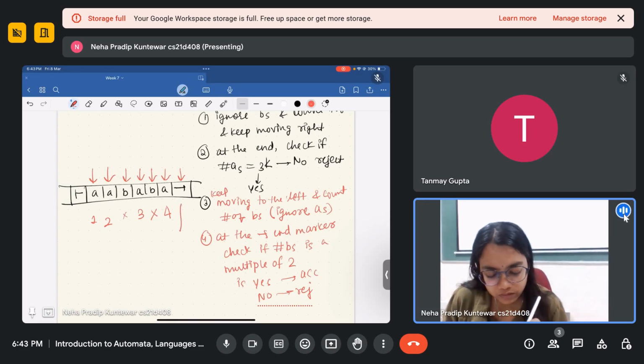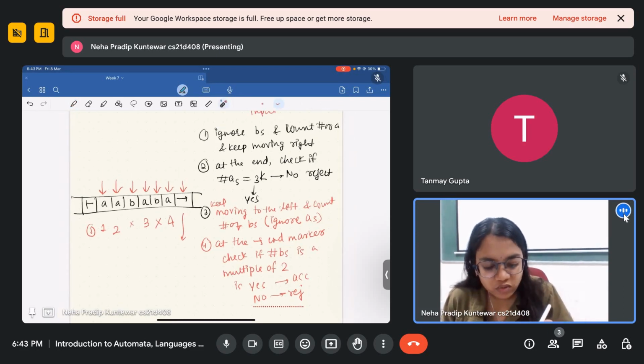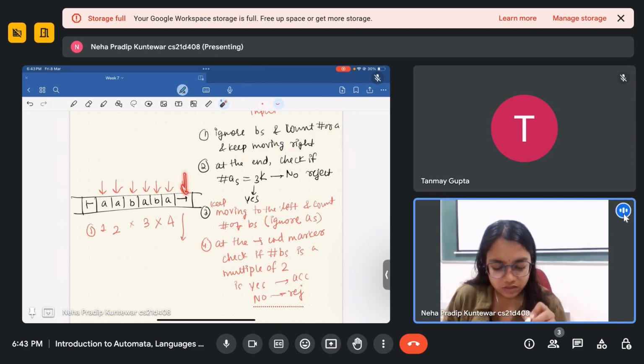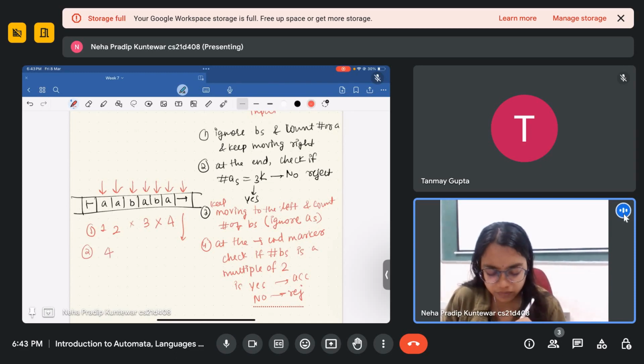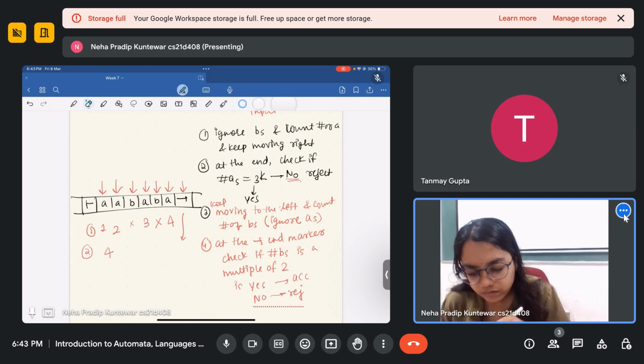At this point, all this thing that we did here was step 1. We basically ignored all the B's, counted the A's, and we kept on moving to the right. So now we have reached here. Now step 2 says that at this point you're going to check the number of A's you saw. Is it a multiple of 3? In this case you saw 4 A's, so it is not a multiple of 3. So we're going to reject. That's what it says. If it's not a multiple of 3, then you reject. But let's say, in my example, I'm slightly modifying your example. Let's say this A was not there and this was the end of input.